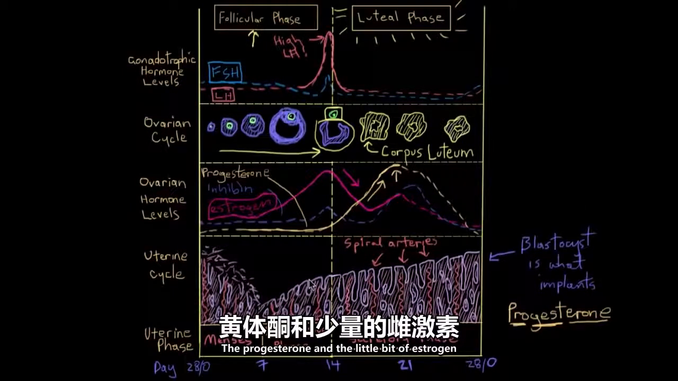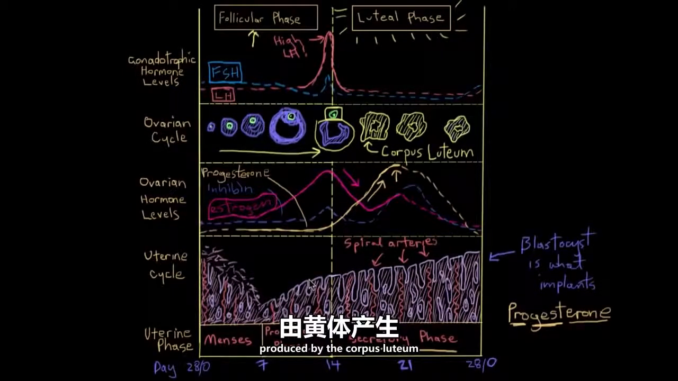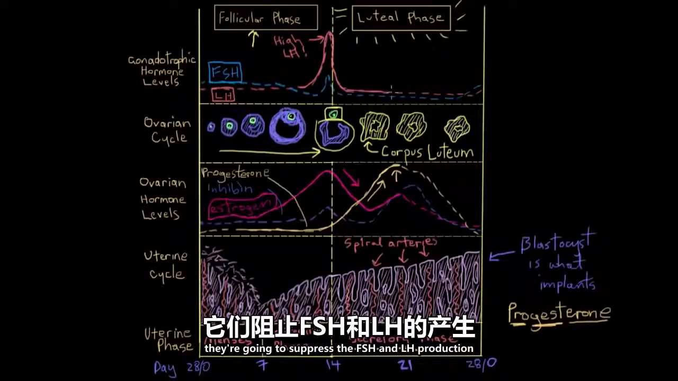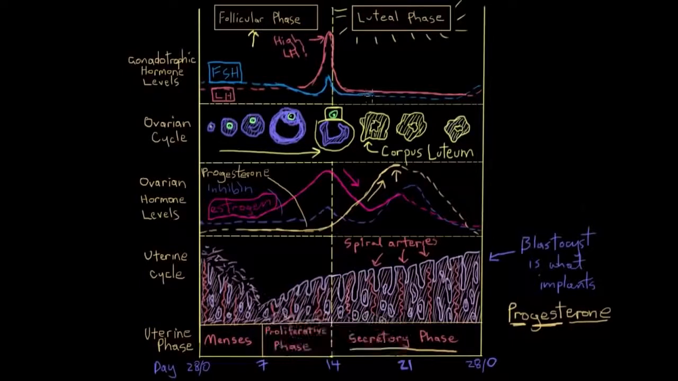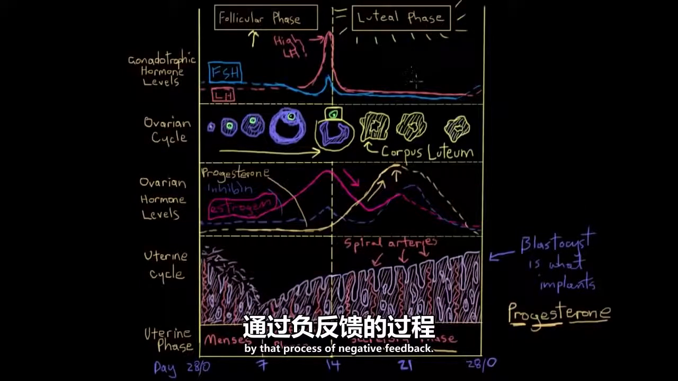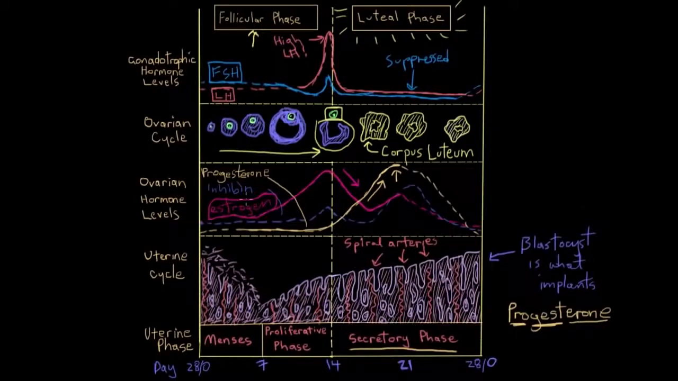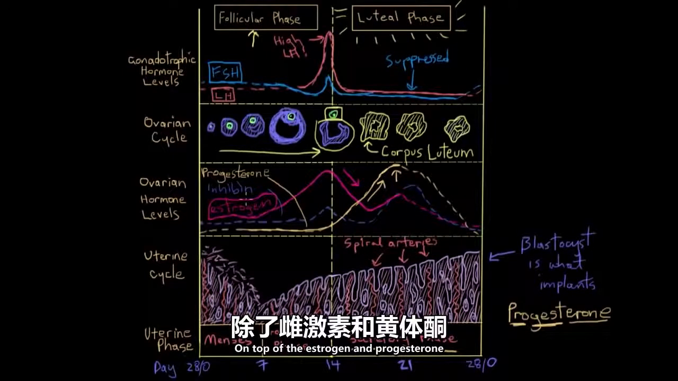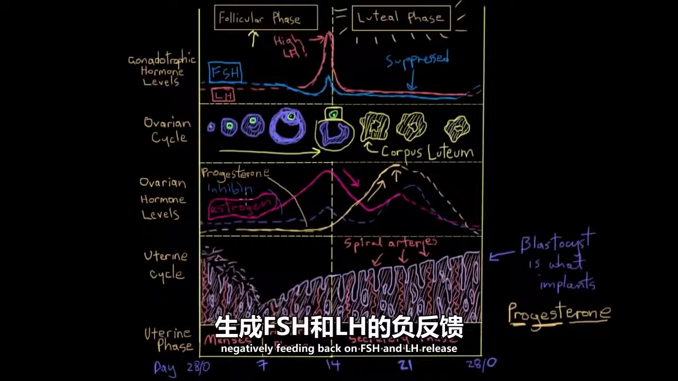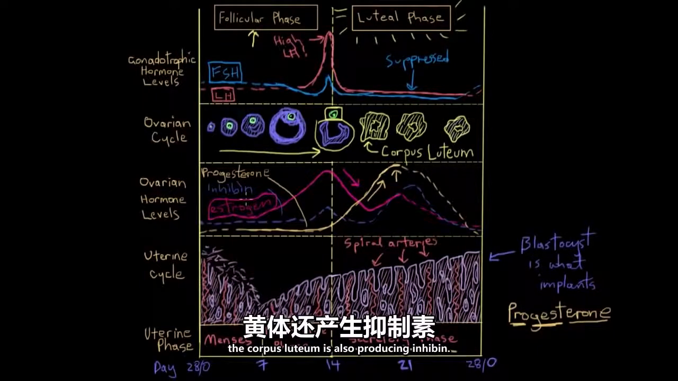So the progesterone and the little bit of estrogen produced by the corpus luteum are going to suppress the FSH and LH production by the anterior pituitary by that process of negative feedback. So you can see their levels dipping pretty low here. And on top of the estrogen and progesterone negatively feeding back on FSH and LH release, the corpus luteum is also producing inhibin.